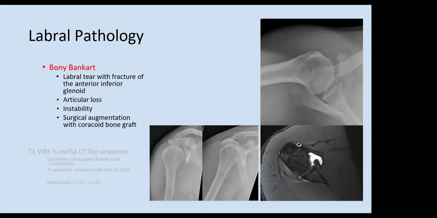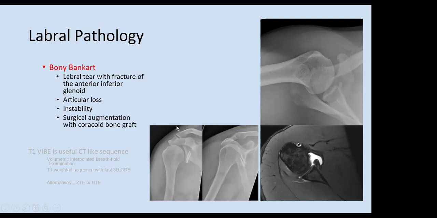And bony Bankart is the same as Bankart, but there is a bony fragment with the labral tear. So this is, again, highly unstable. This is worse than just a Bankart because the articular surface of the glenoid is now deficient. And because the articular surface is deficient, these patients present with instability and multiple dislocations.